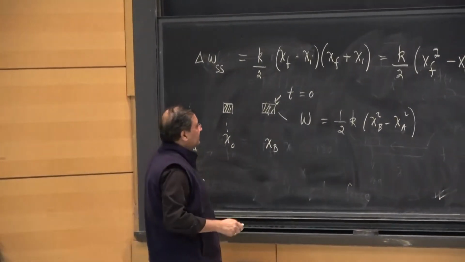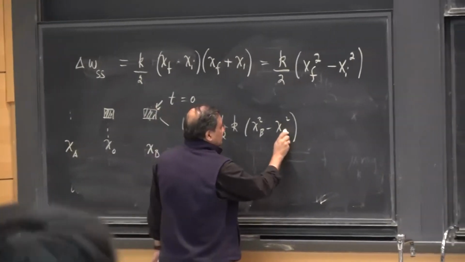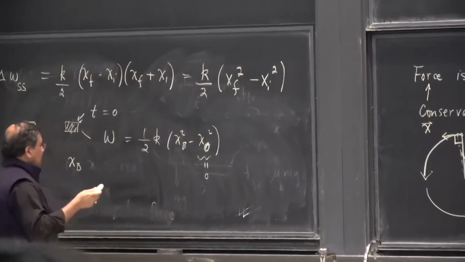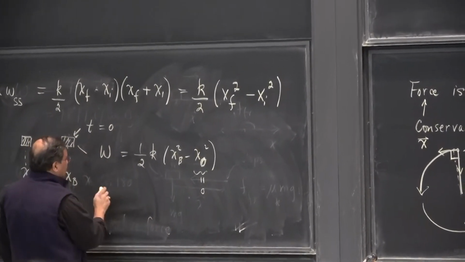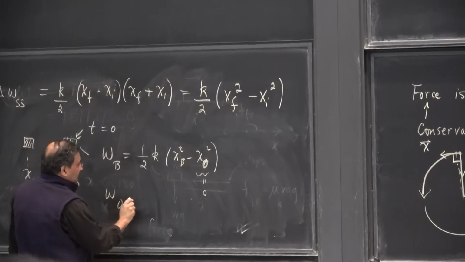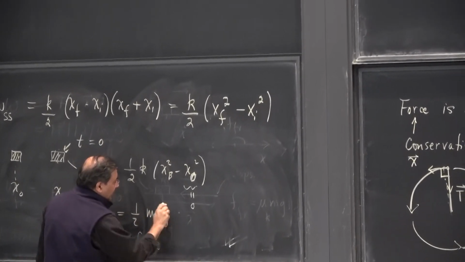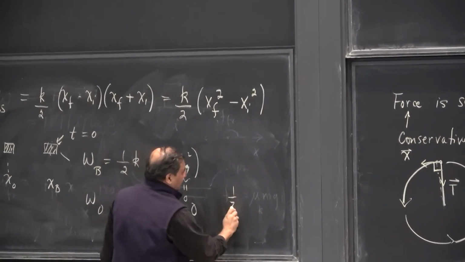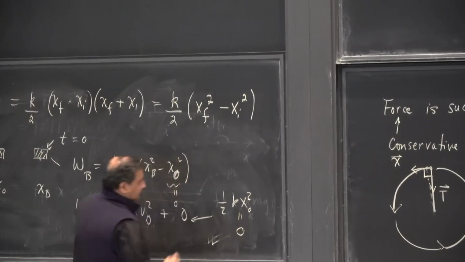So at this point, what will happen is that because x0 is 0, this is x0, sorry. Because this thing we have set to 0 for now, let's say original length is 0, then this is W at point B. Then W at point 0 is going to be simply 1/2 m V0 squared plus 0, because this piece comes from the fact that 1/2 k x0 squared, which is what would happen here, is equal to 0.